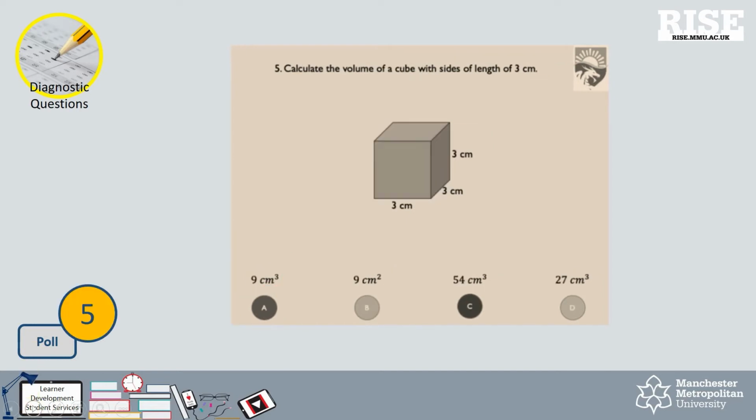Calculate the volume of a cube with sides of length 3 centimetres. Again, multiplying the dimensions would give me a volume of 27 centimetres cubed.